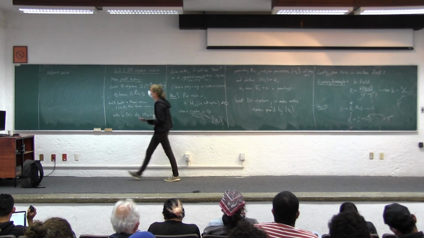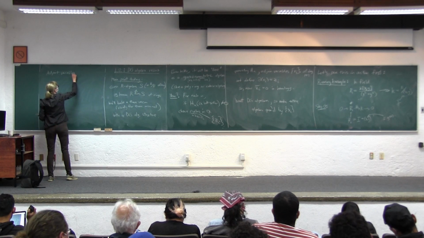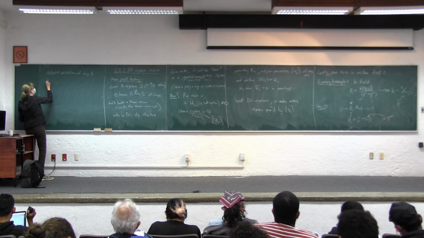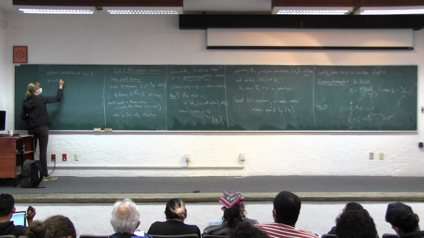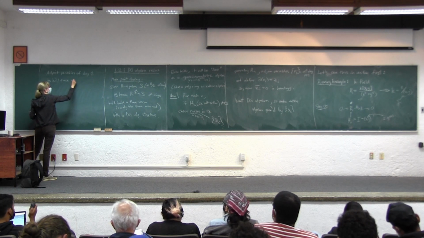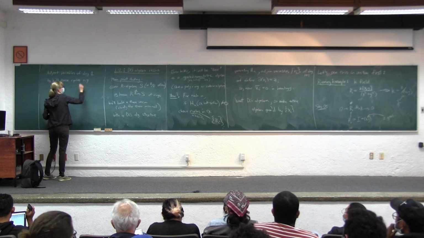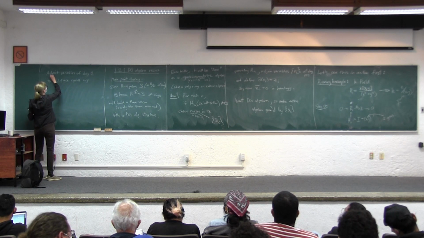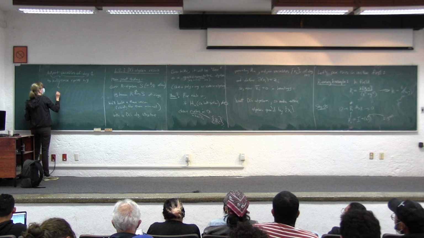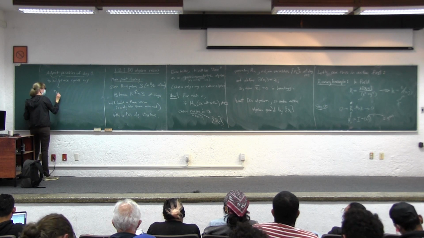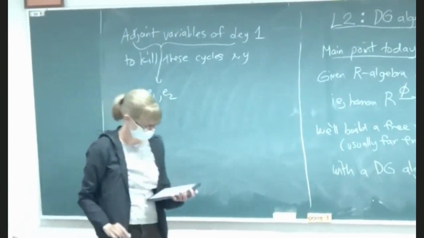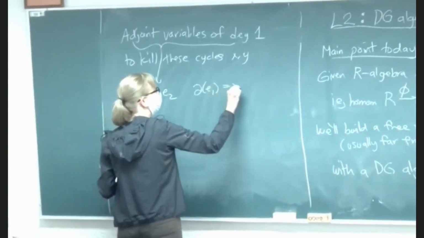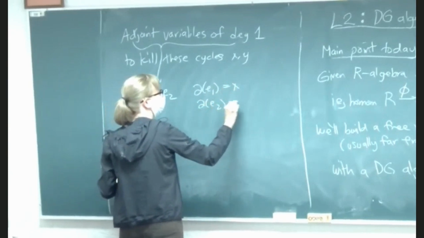Let's adjoin variables of degree 1 to kill these cycles, is how we say it, to kill these cycles X and Y. Let's call these variables of degree 1 E1 and E2. And I want to define the boundary of E1 to be x and the boundary of E2 to be y.